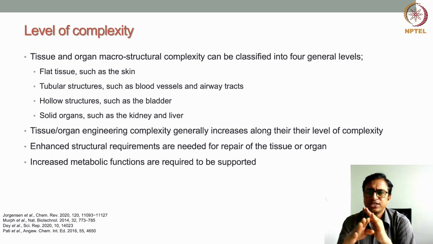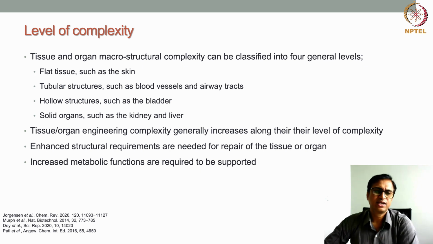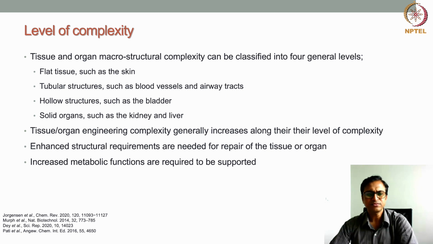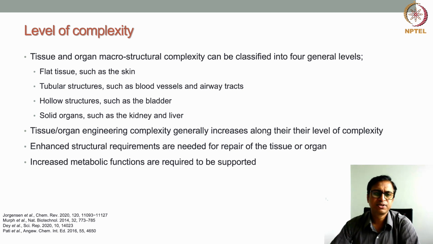Basically, all these different tissues, based upon their macrostructural complexity, can be classified into four different types, starting from low to high. The very first are the flat tissues, which fall into the lower, simpler level of complexity, such as skin and other tissues. Those are mostly flat tissue structures, and they have a relatively simpler structure.